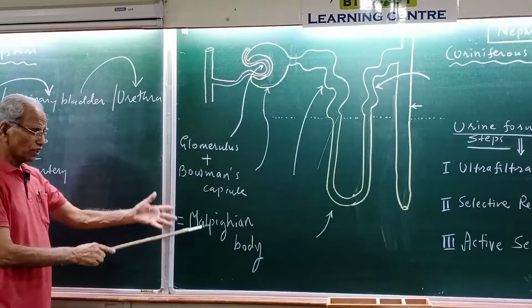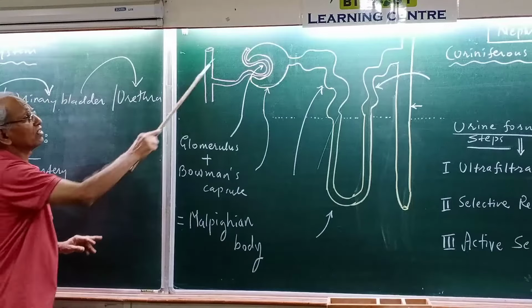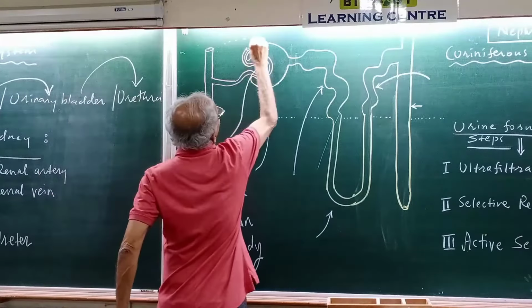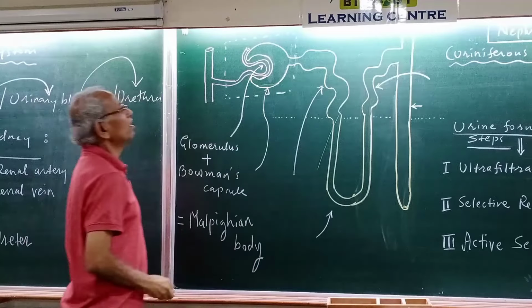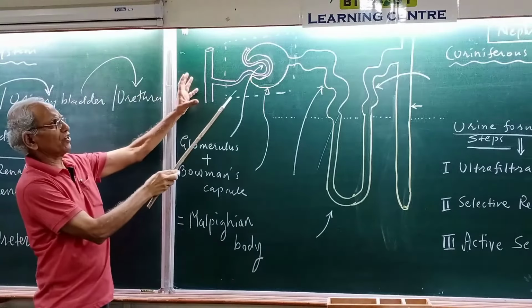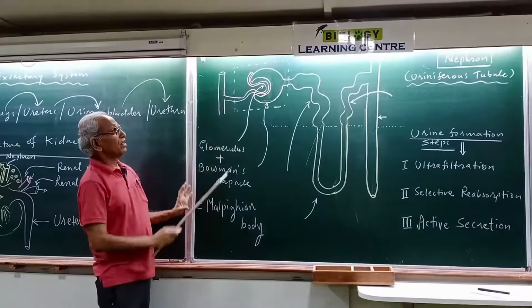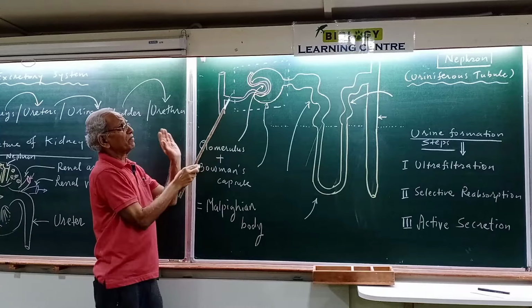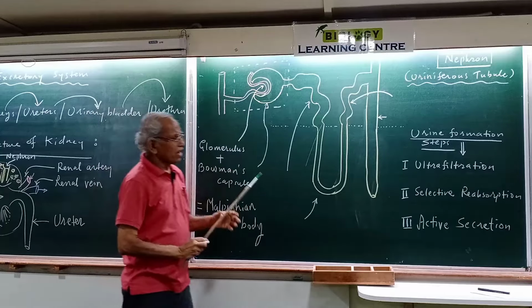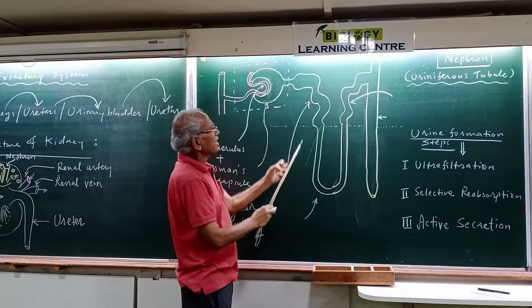Bowman is a histologist. Malpighi is a histologist. This is the thing. So every nephron begins with this structure known as the Malpighian body. Here what will happen will be filtration. The blood will be getting filtered here. Okay, let us now try to write the names.